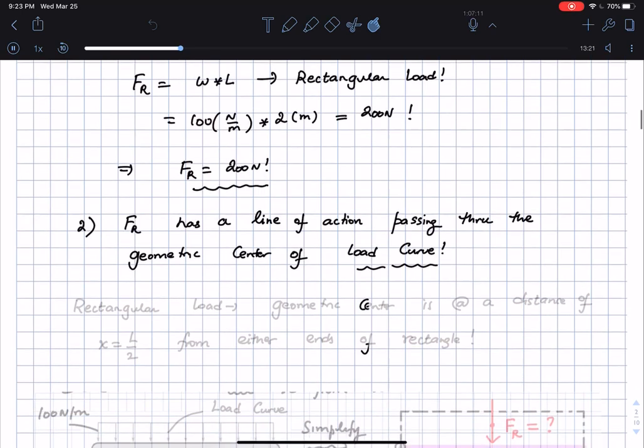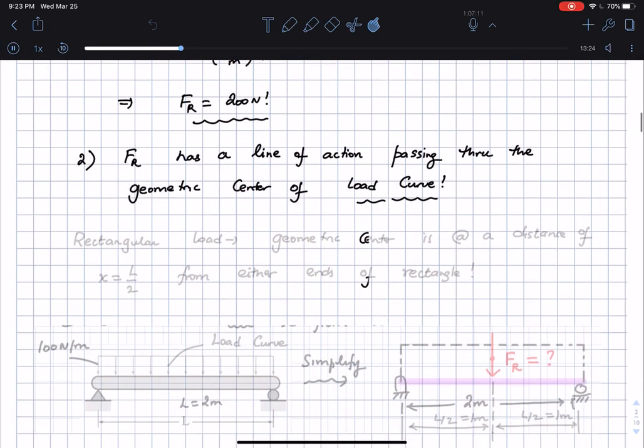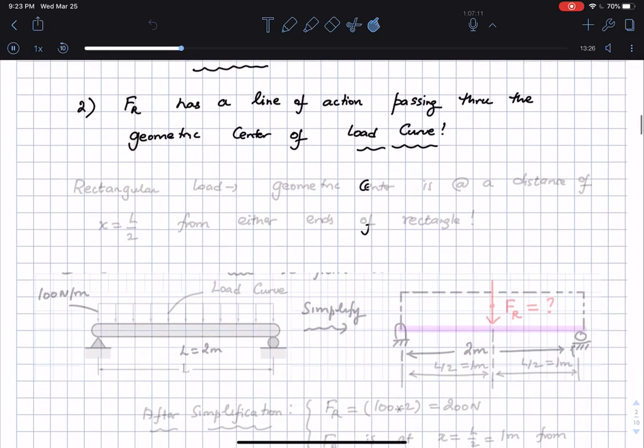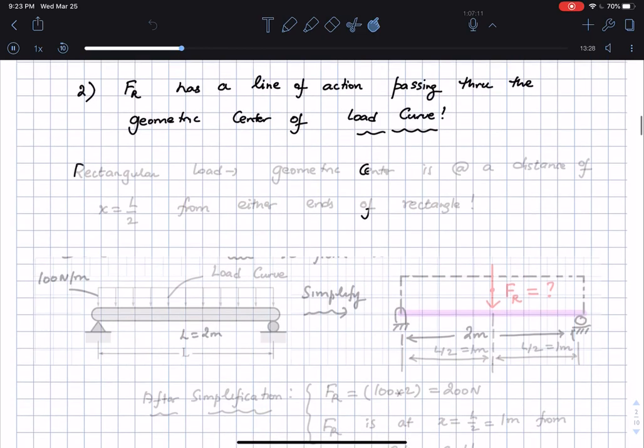And this is fairly straightforward for a rectangle, because the geometric center of a rectangle is just at its center. Okay, so for a rectangular loading, the geometric center is at a distance of L by 2, or x is equal to L by 2, from either end of the rectangle.